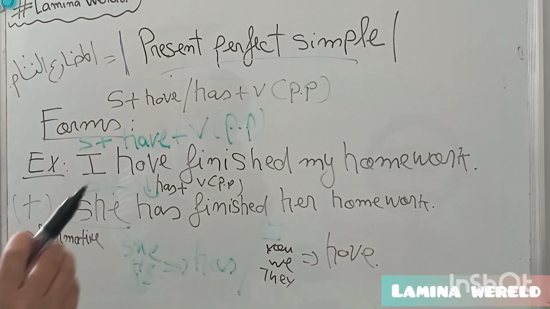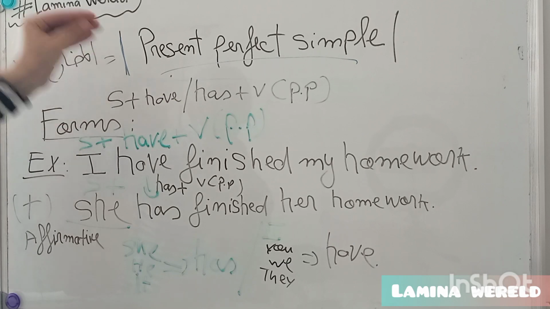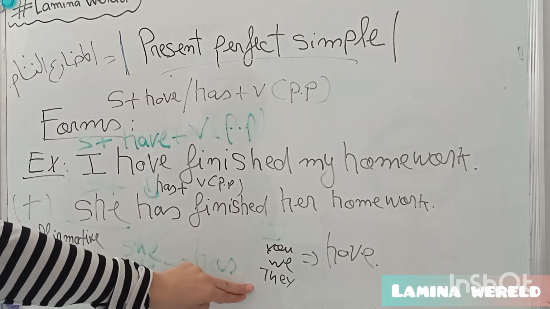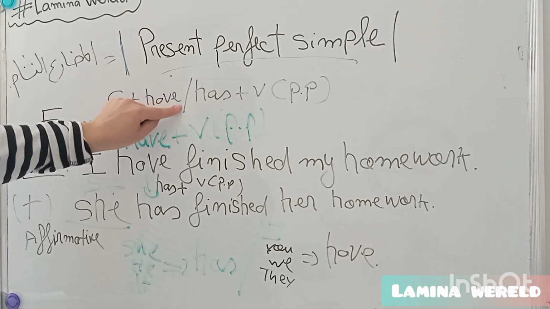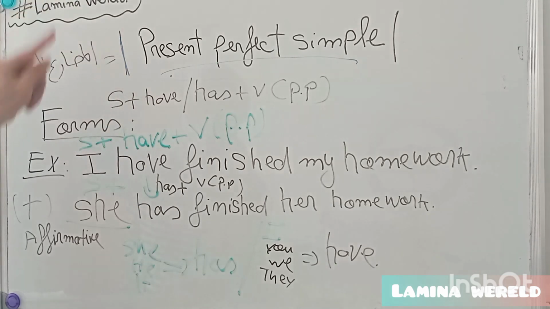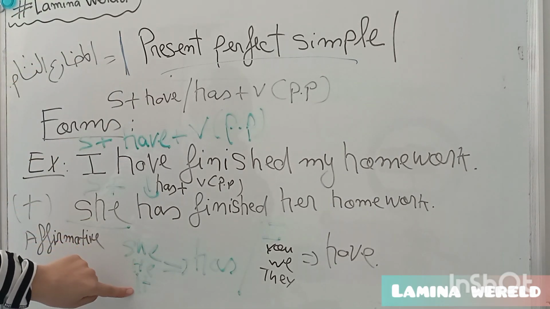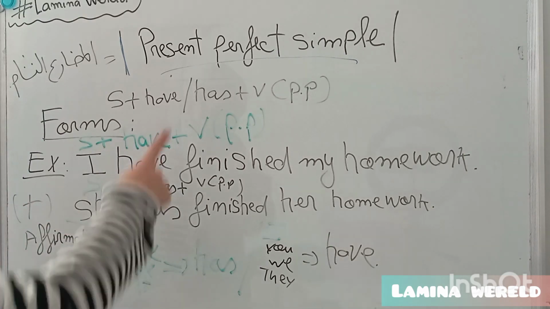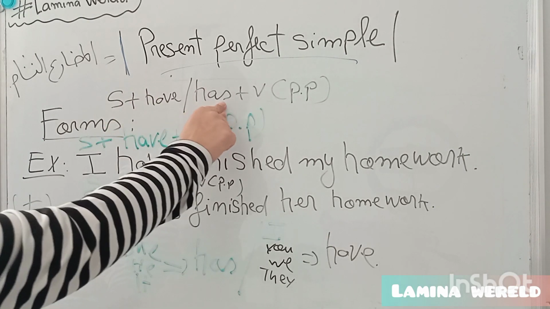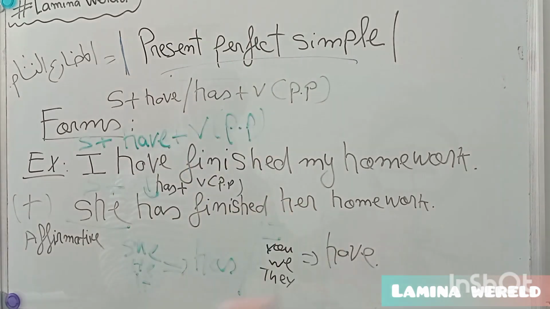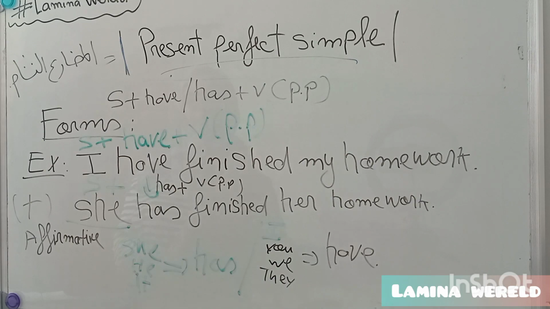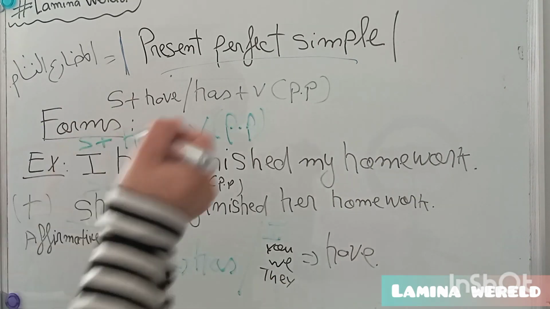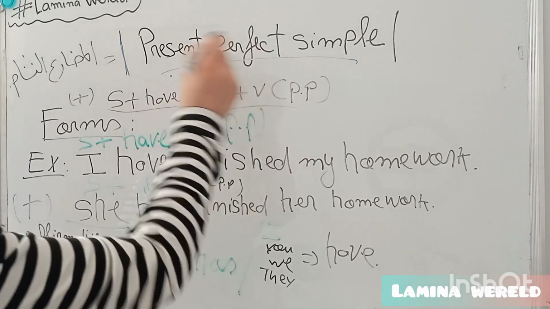Okay? Depending on the subject, if the subject is I, you, we, and they, we choose have. But if the subject is she, he, it, followed by has. And the verb stays the same in the past participle. Finished, there is no change. So this is the affirmative form of the present perfect simple.